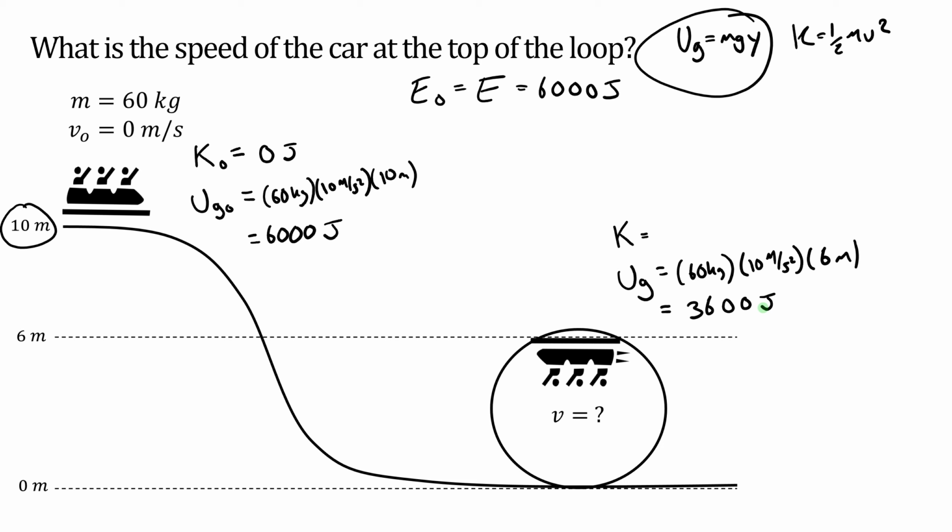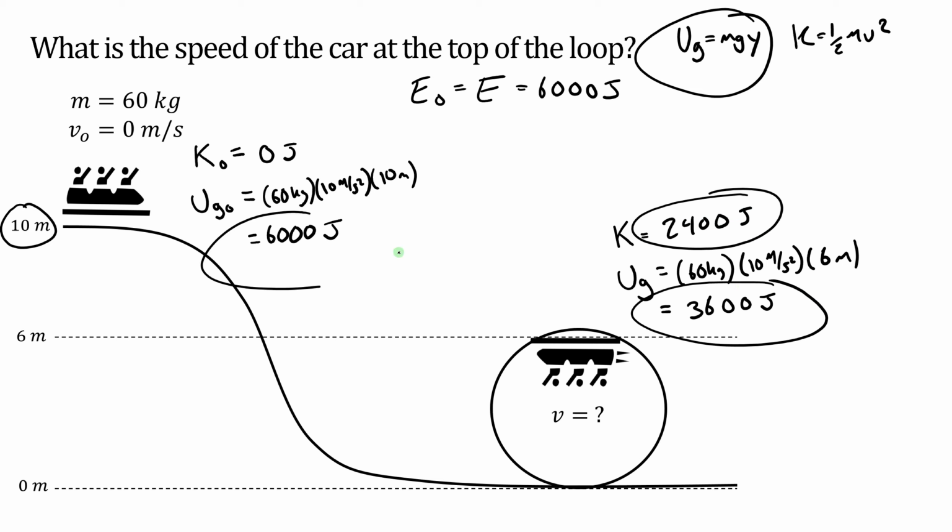So what can I do with this? Well, now I know how to find the amount of kinetic energy. It's going to be that total 6,000 joules minus 3,600, because I know that they both have to add up to 6,000. So 6,000 minus 3,600 is 2,400. And if you're like, wait, what? 2,400 plus 3,600 is 6,000. That's the idea. The total energy is conserved.